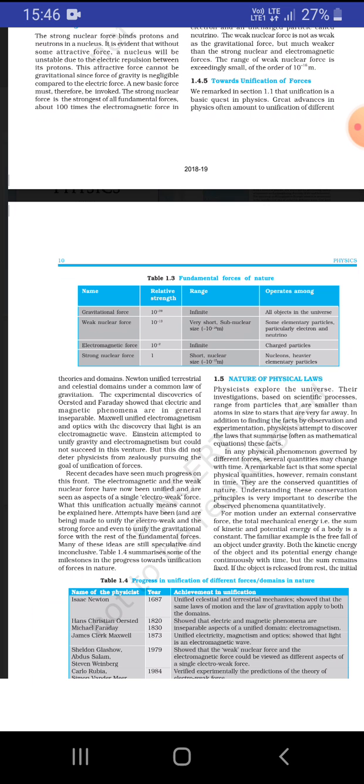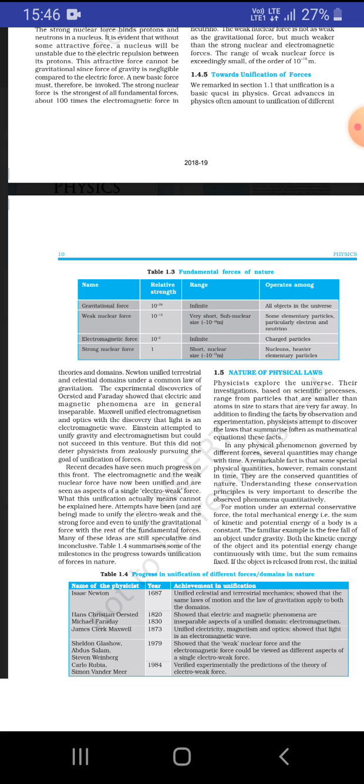Newton unified the terrestrial and the celestial domains under a common law of gravitation. And the experimental discoveries of Oersted and Faraday showed the electric and magnetic phenomena in general. They are talking about the scientists who found new things, but this did not stop physicists from zealously pursuing the goal of unification of forces. Unification means making it as one.